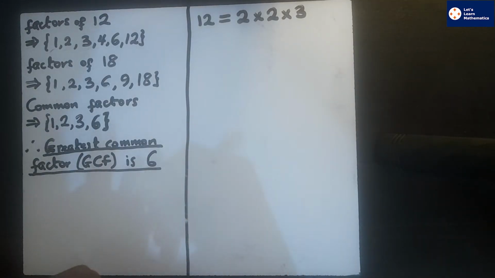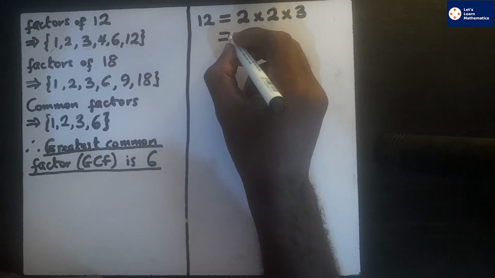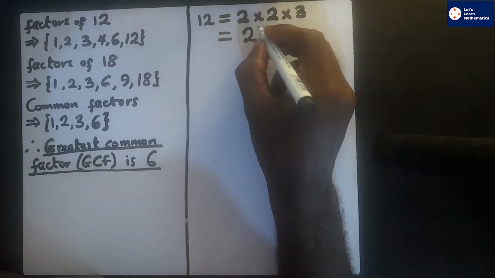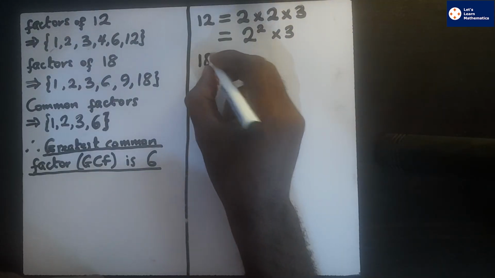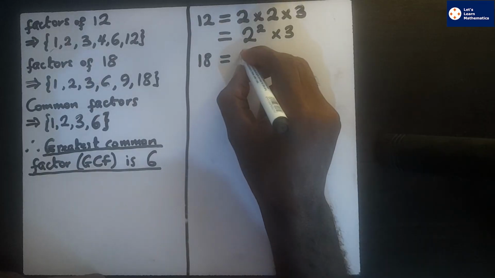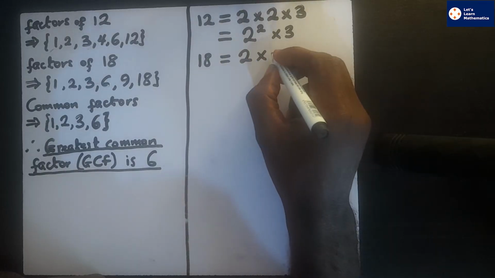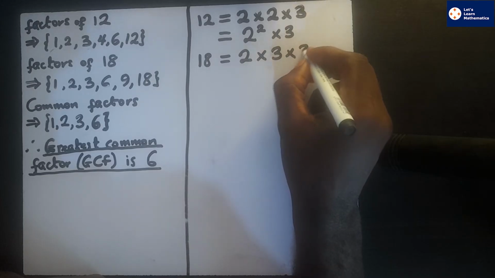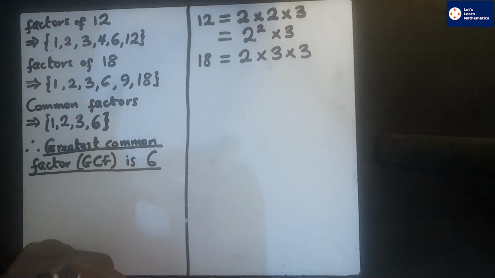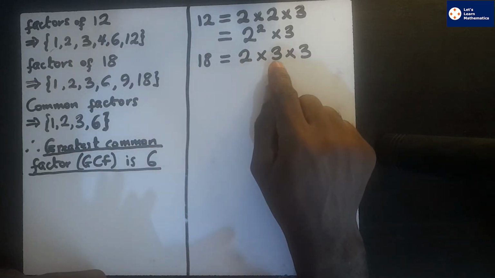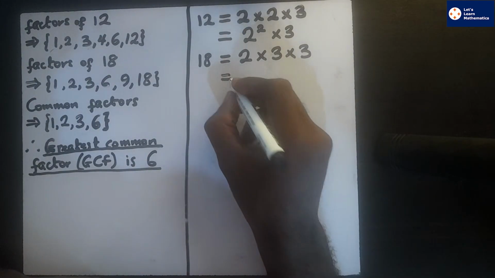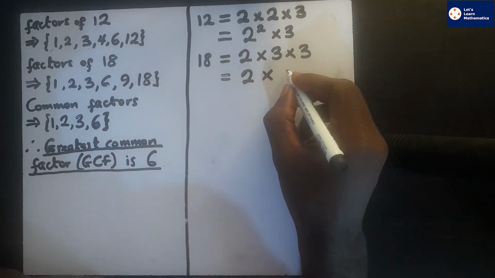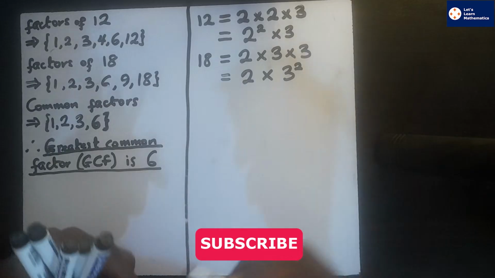Then 18. If we are writing this in indices form, 12 can be written as 2 squared times 3. 18 can also be written in this form, 2 times 3 times 3. So you can see here 2 times 3 is 6, 6 times 3 is 18. So this also can be written as 2 times 3 squared.